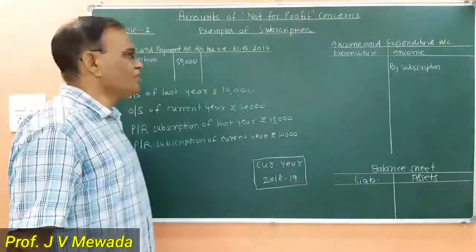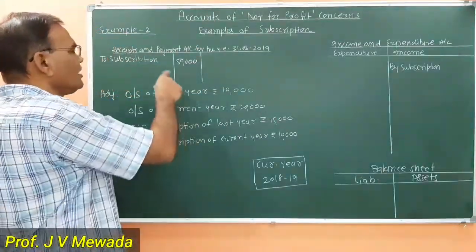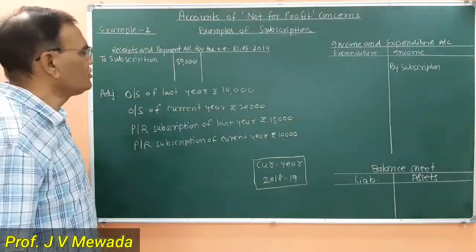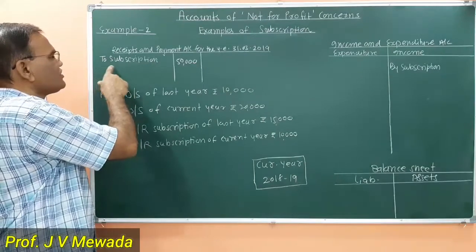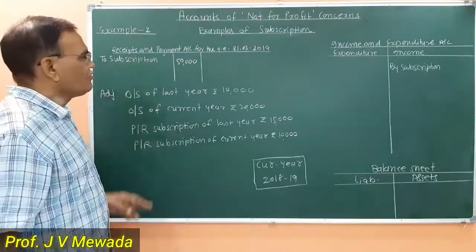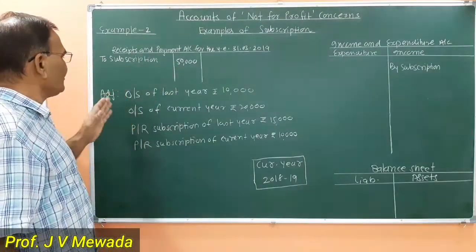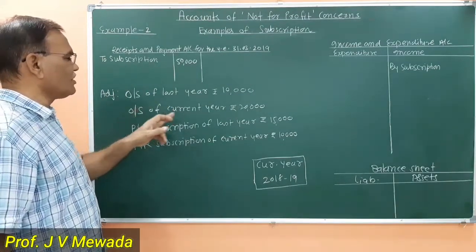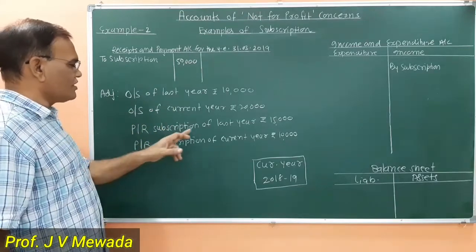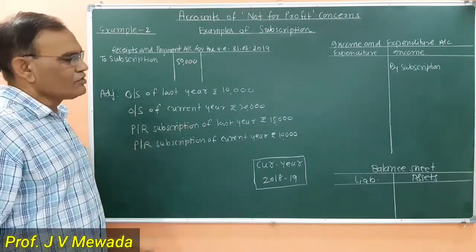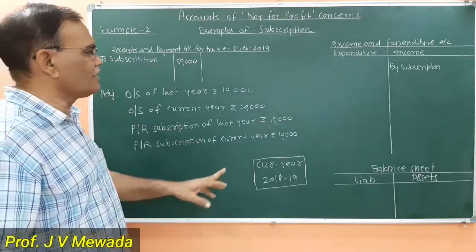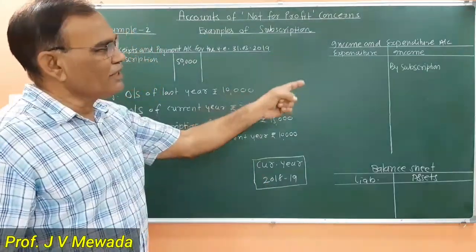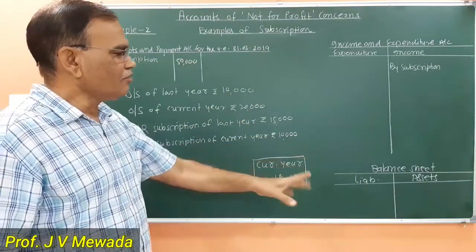In our example number 2, our year end is 31st March 2019 and they have given a receipt and payment account. On the receipt side, subscription is given 50,000. There is only one figure, and then we are given 4 adjustments: outstanding of last year, outstanding of current year, pre-received of last year, and pre-received of current year. So let us first decide what is the current year. The current year is 2018-19, and then we have to prepare the income and expenditure account and the balance sheet.